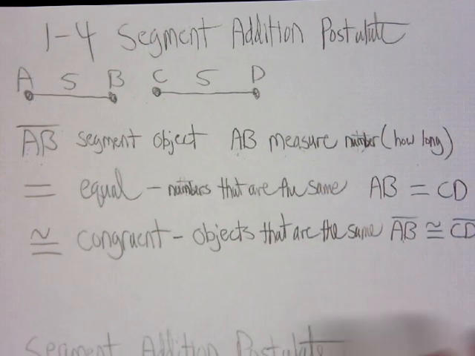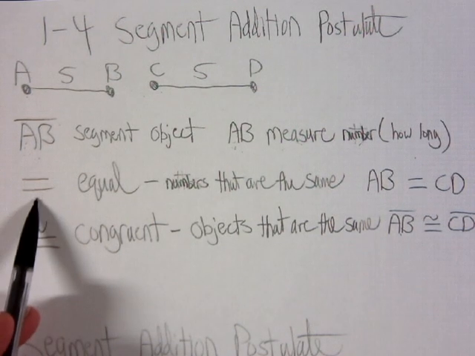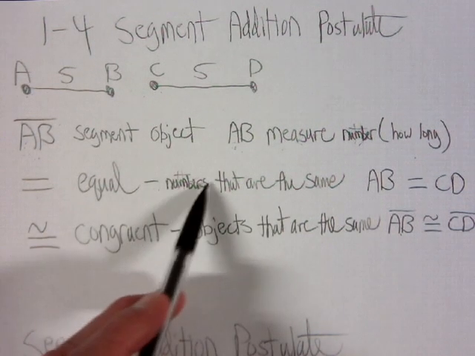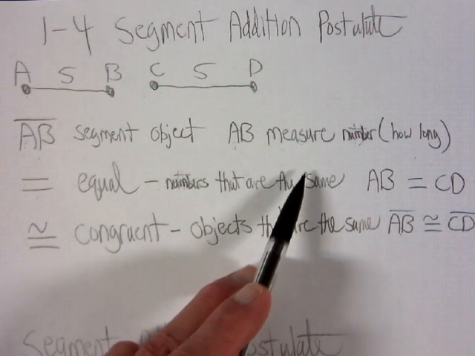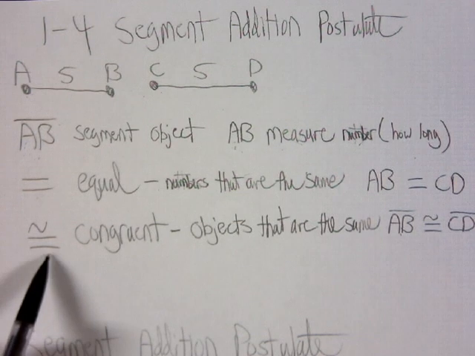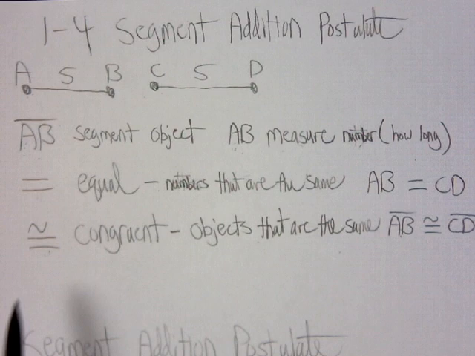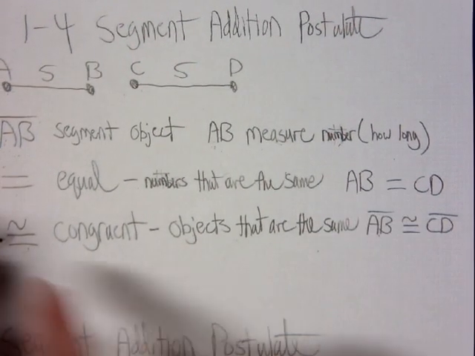And that brings us to some more symbolism that we want to look at. This symbol right here, as you all know, is equal. What's equal used for? It's used between two numbers that are the same. Now, this symbol is called congruent. And congruent is used between two objects that are the same. So the difference between the two is you use equal for numbers and you use congruent for objects.